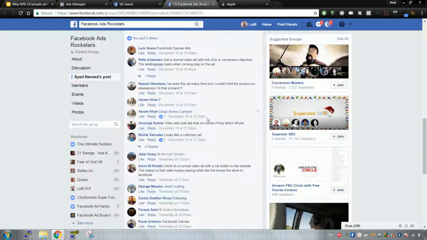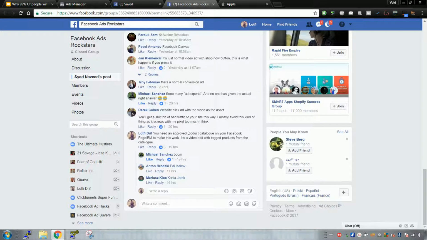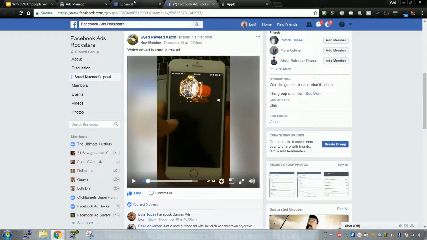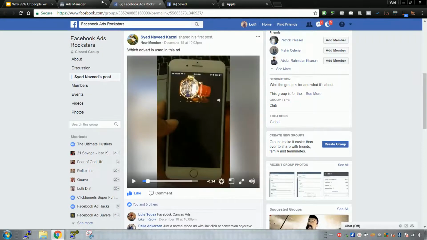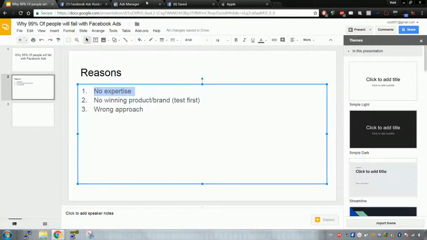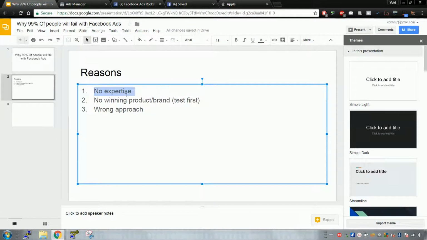Everyone's talking about Facebook Canvas ads. It looks like collection ads. That's all wrong, because it is a catalog ad. You've got to set that up in Business Manager, and then tag the products using a video ad. So most people who say they have expertise most likely don't, because if you can't identify a simple ad, there's no way you're going to be able to manage big campaigns and actually get good ROI. So that's the first reason.